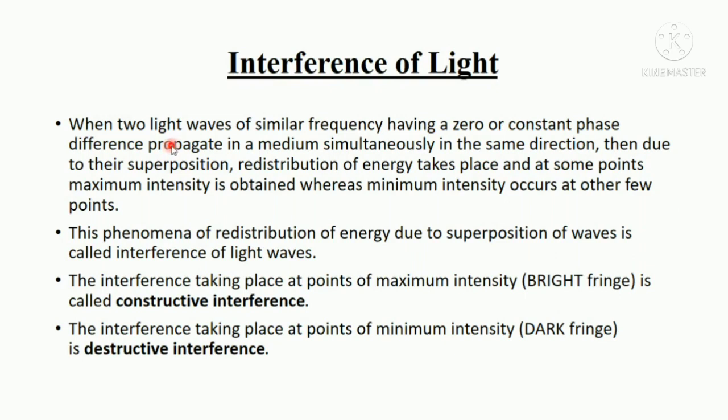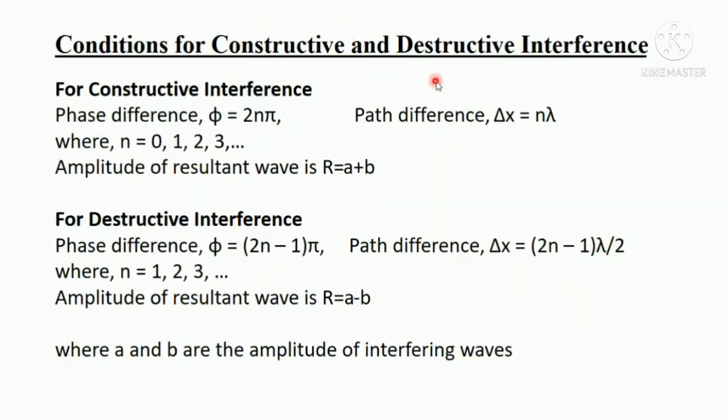So when two light waves of similar frequency having zero or constant phase difference propagate in a medium simultaneously in the same direction, then due to their superposition, redistribution of energy takes place. As a result, at some places maximum intensity or bright fringe is formed, which is due to constructive interference, whereas at some other places minimum intensity or dark fringe is formed, which is due to destructive interference. So the phenomenon of redistribution of energy due to superposition of waves is called interference of light waves.